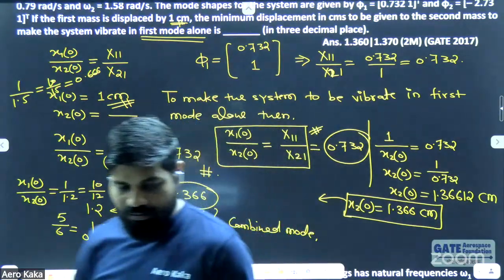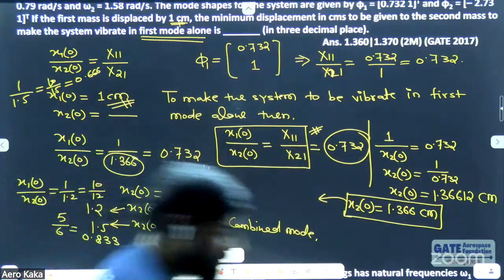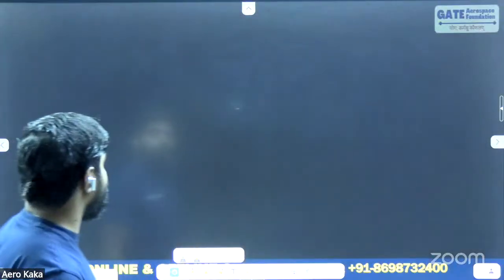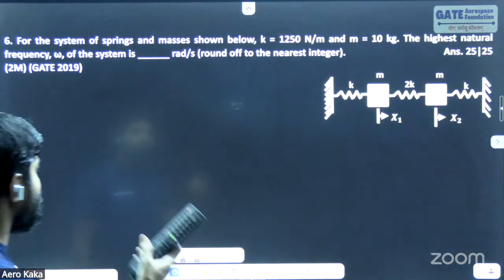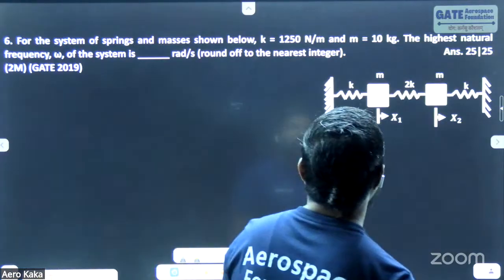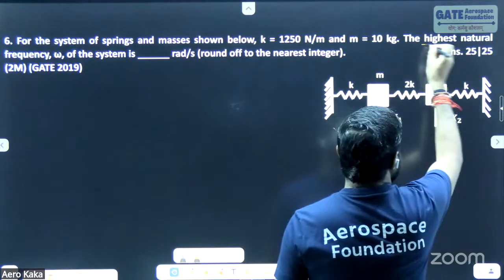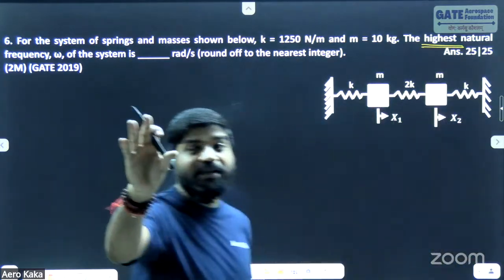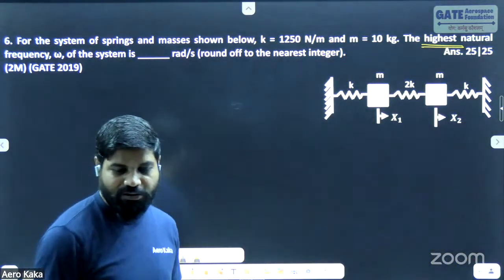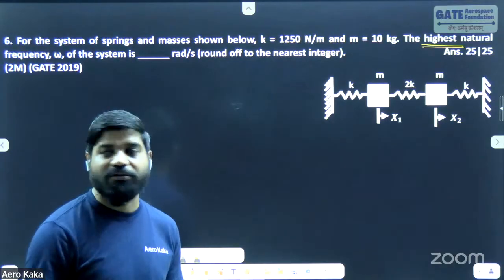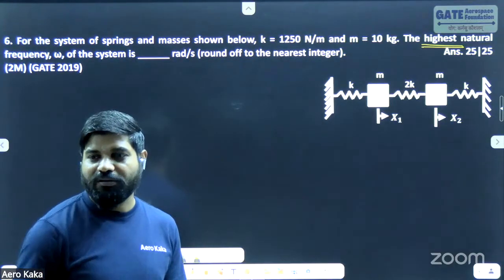Okay, now that's all. The another question. Again, the highest natural frequency omega of the system: what does highest mean? Highest means the second natural frequency. Please take care, they can twist the question in coming years. Tell me.